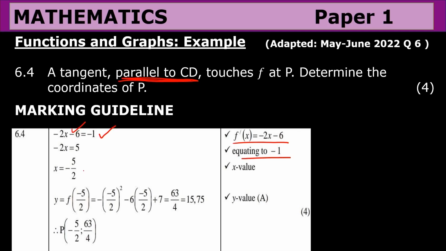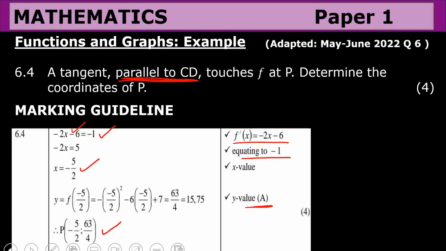Then after that, we are going to get the x value, which is -5 divided by 2. And that is the next answer that we're going to get. And now, because we have the x value, we're going to need to go and find the y value, of which we're going to take it and substitute it into the original formula of f. And that is going to give us a y value of 63 divided by 4, or 15,75. Now, this is an accuracy mark. It cannot be another value. You need to make sure that you're spot on with this answer. And those are the 4 marks for that question.